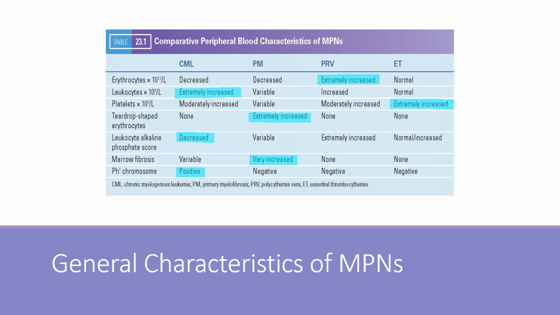Now, essential thrombocythemia, or ET, we're going to have normal leukocytes, normal erythrocytes, but our platelets are going to be crazy increased. We're not going to have any morphology issues. We might have a normal LAP score, or it might be increased. No myelofibrosis is associated with essential thrombocythemia, and it is also negative for that Philadelphia chromosome.